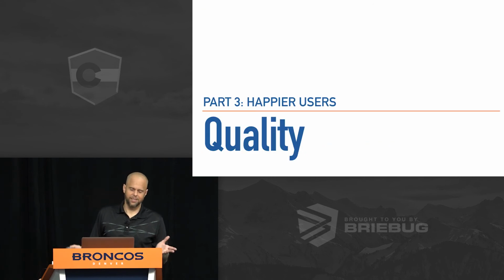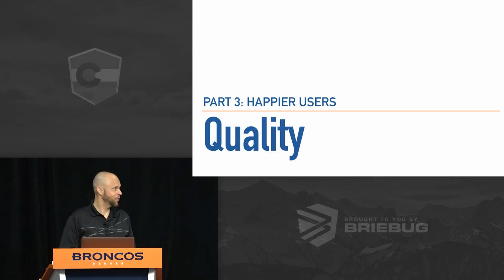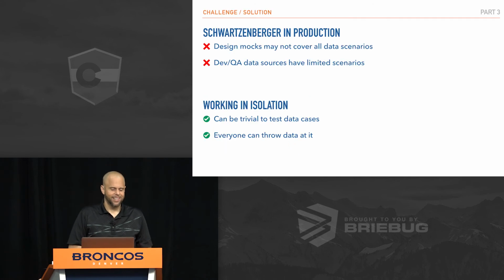All right, part 3, happier users. We're going to talk about quality. This is one I call Schwartzenberger in production. So when we do design mocks, a lot of times we use sample data, John Doe, Jane Smith, that sort of thing. We're typically not taking into consideration 16 characters for a name, right?